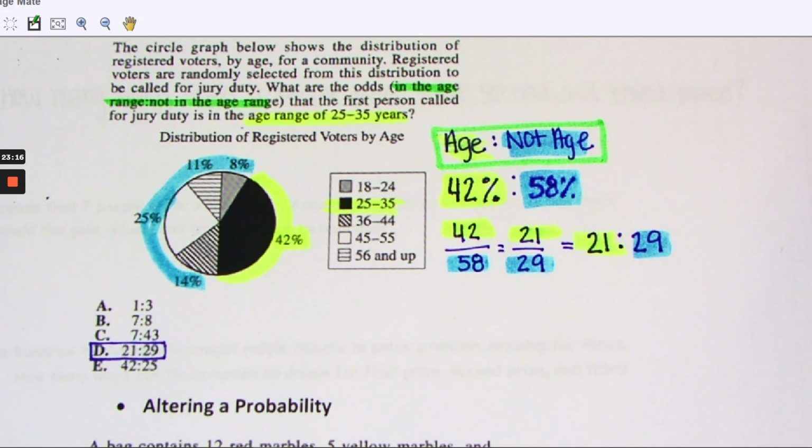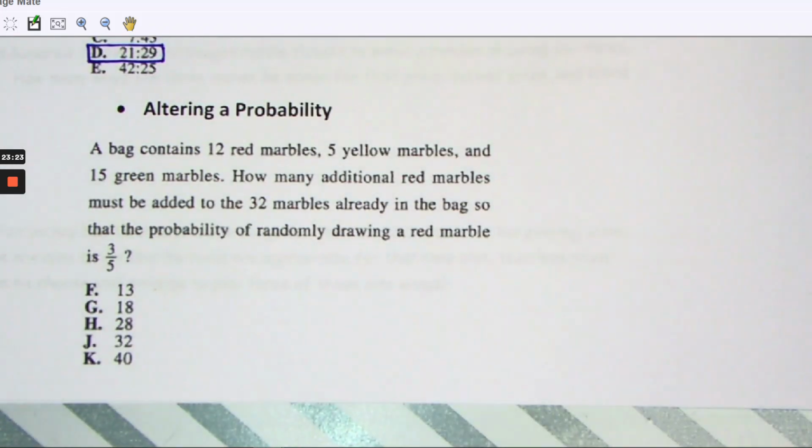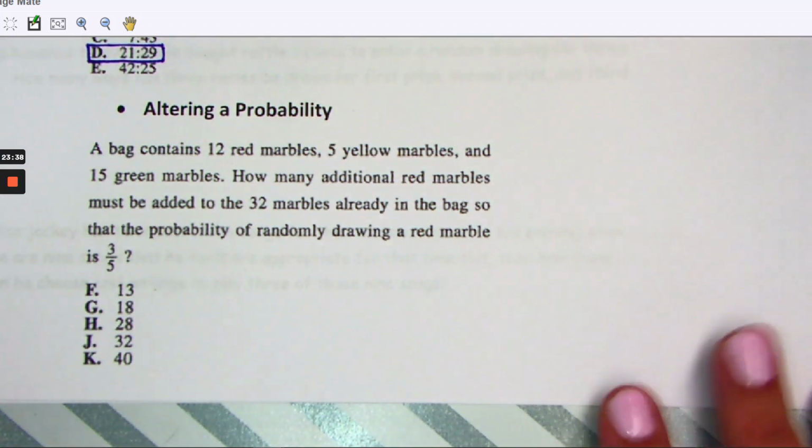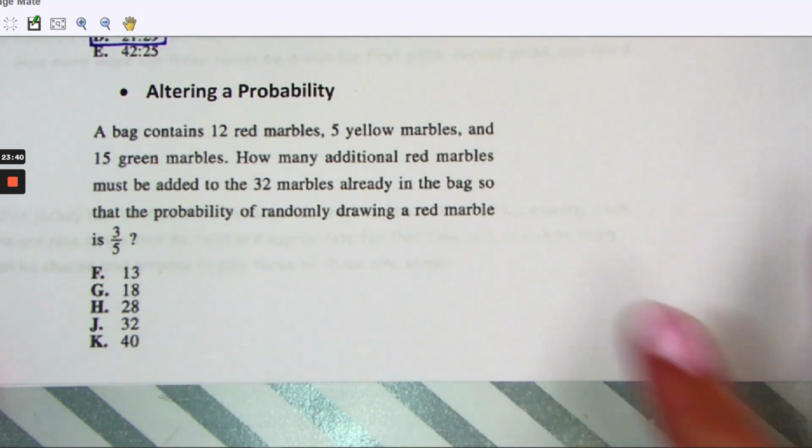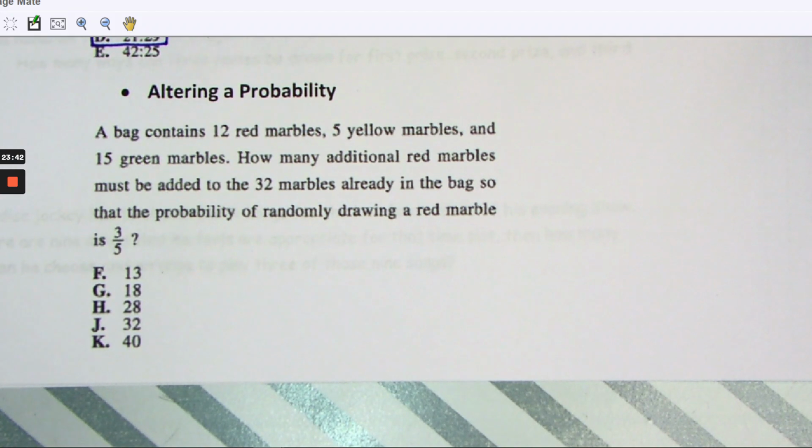All right, last one, altering probability. This is kind of like when we were doing averages, like what is the average I need to make on my test number 4 to get an average of a 95. This is the same kind of thing, altering probability. So it says a bag contains 12 red marbles, 5 yellow, and 15 green. How many additional red marbles must be added to 32 already in the bag? So the probability of pulling a red marble is 3 over 5.